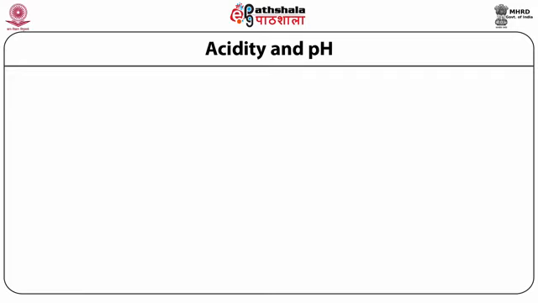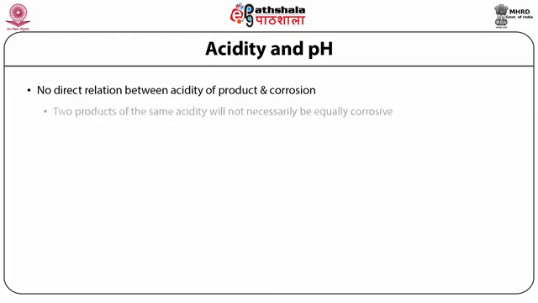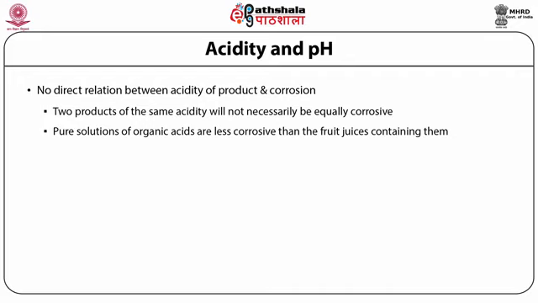And of that, the first one is acidity and pH. No direct proportionality exists between the acidity of a product and the degree of corrosion of tin plate. In other words, two products of the same acidity will not necessarily be equally corrosive. It also appears that pure solutions of organic acids are less corrosive than the fruit juices containing them, suggesting that fruit juices contain unidentified depolarizers which enhance the corrosive action of the organic acids.